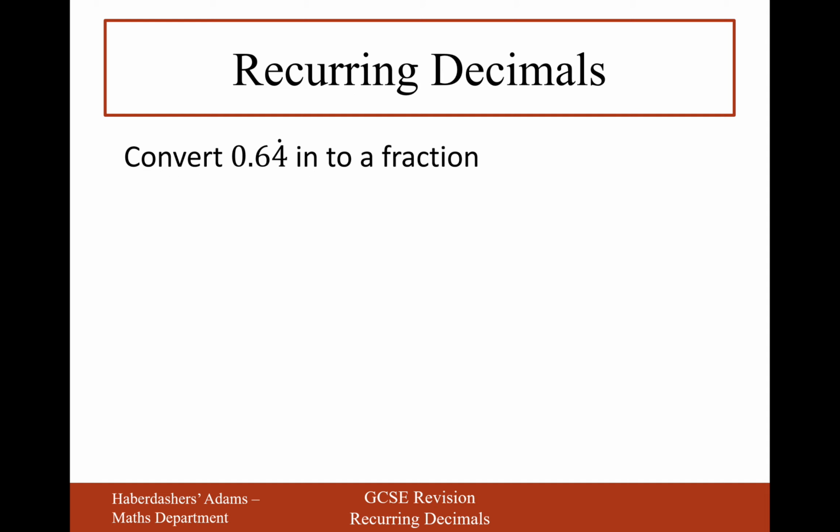Alright, let's move on to this slightly harder question. Pause the video and give this one a go. In this question, it's just the 4 that's recurring. There's no dot above the 6, so it's just 0.644444444.